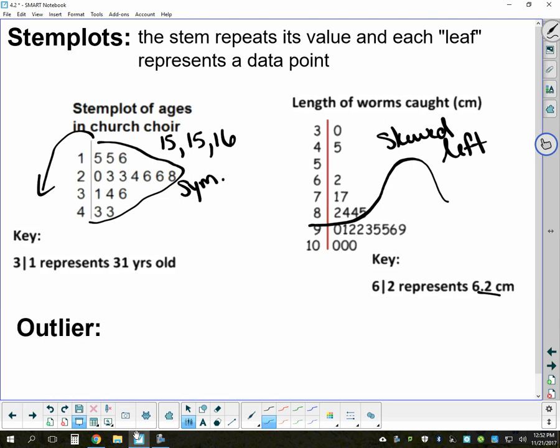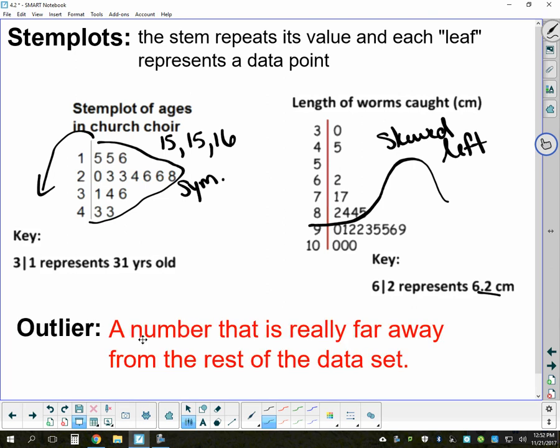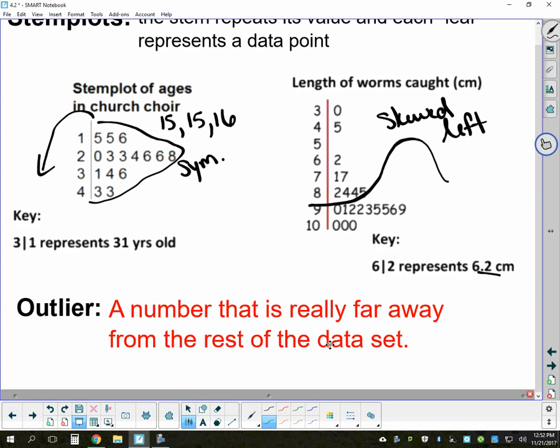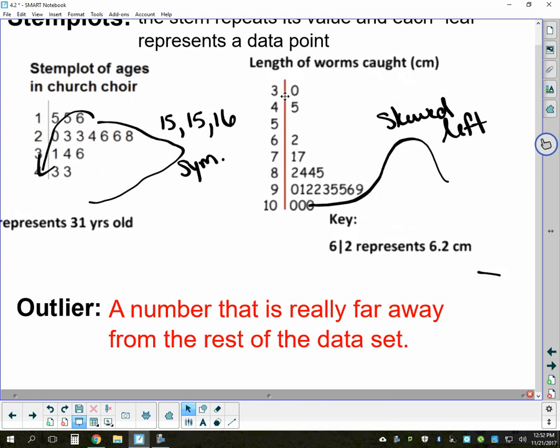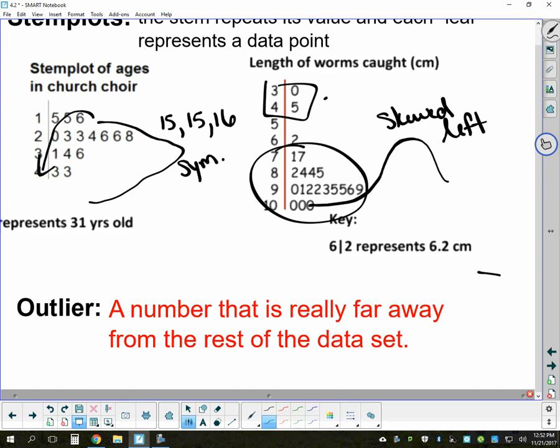Lastly, an outlier, which we talked about in the last section, but just to reinforce that, an outlier is a number that is really far away from the rest of the data set. So if you look at this, the length of the worms caught, 3.0, 4.5, 6.2, 7.1, most of your data is right here, right? Okay, roughly. These two numbers, 3.0 and 4.5, those would be outliers. In this one, you've got pretty much, again, symmetric data. You don't really have anything crazy.